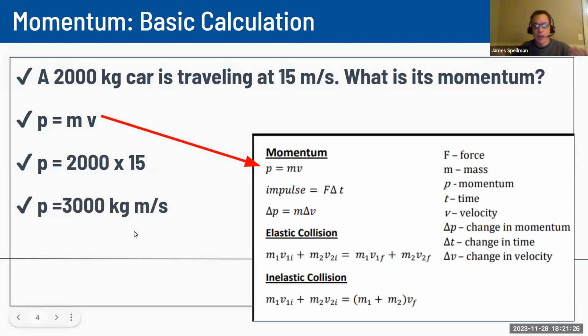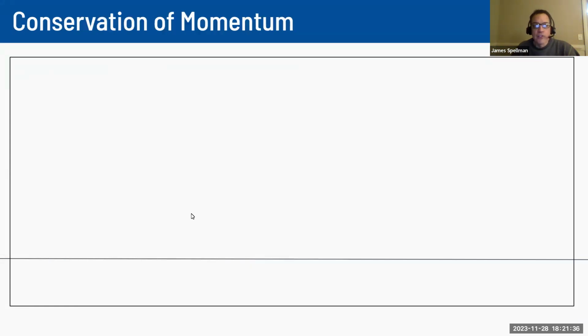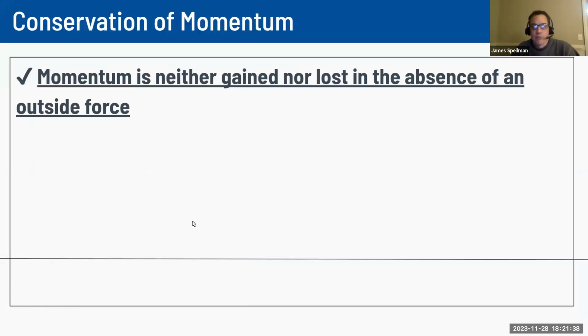And if you're asked to compare the momentums of 2 different things or 3 different things or 4 different things, that's all you would need to do: multiply the mass and velocity of each one of them and look at your answers.